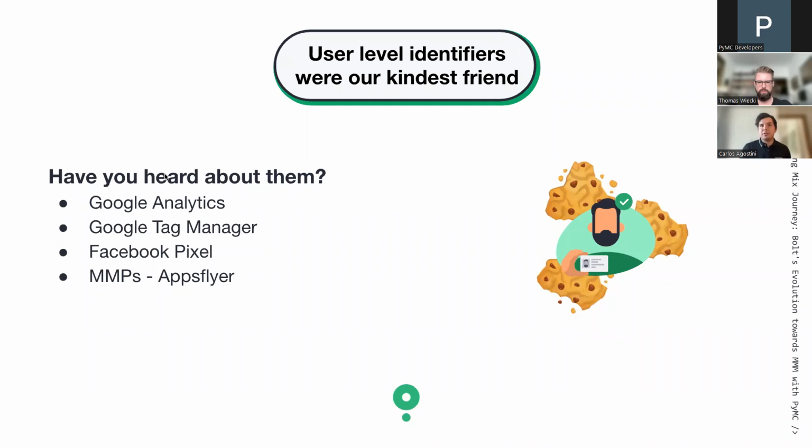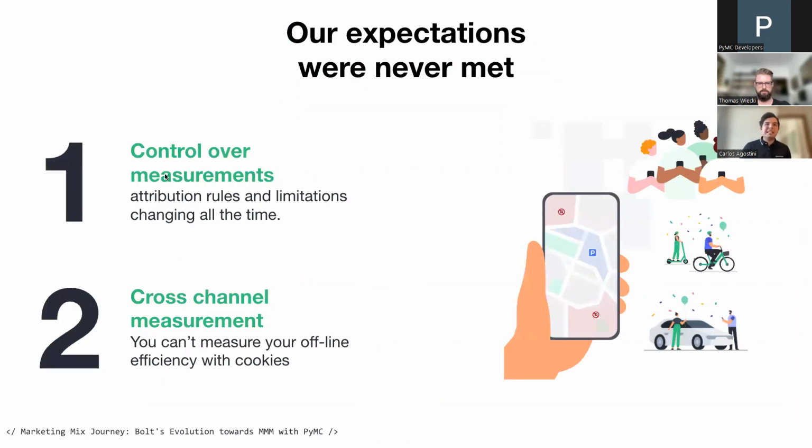So in Bolt, for a very long time, we were fans of user-level identifiers. I'm sure that you heard about it, but we were working with analytics, Google Analytics, Google Tag Manager, pixels, AppsFlyer, MMPs, and so on. Because the idea is amazing. You can track one person until the moment of conversion and say, yes, Thomas in Berlin took a ride of X amount of money, and you can even calculate how much money you will get back and so on. The idea is very nice, but our expectations were never met with attribution.